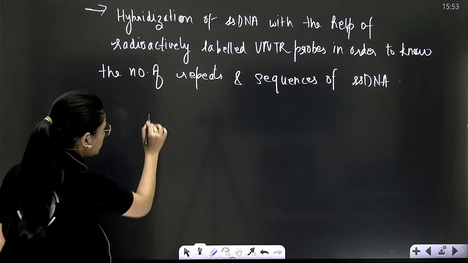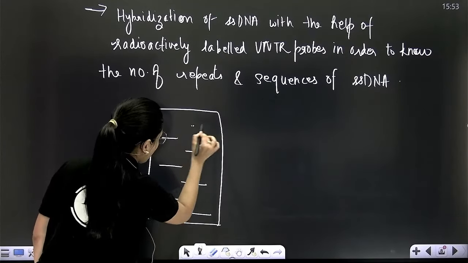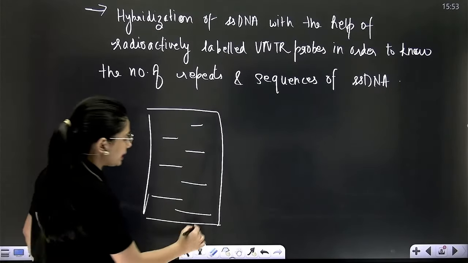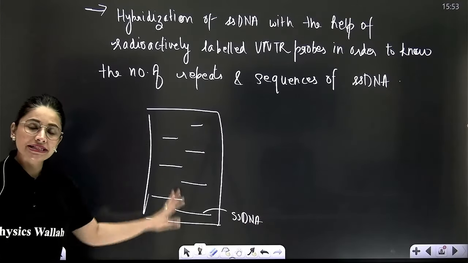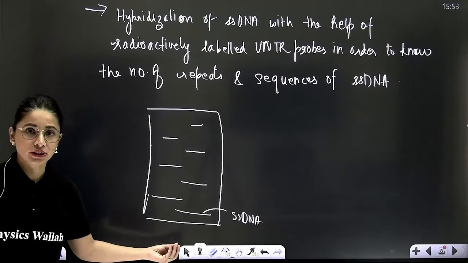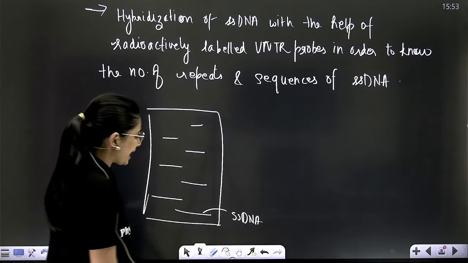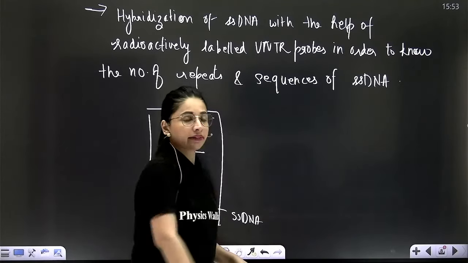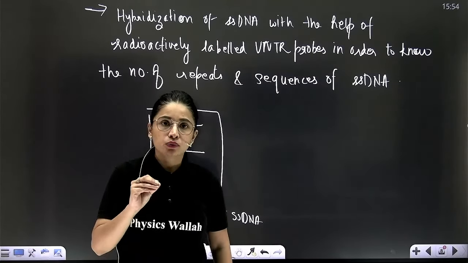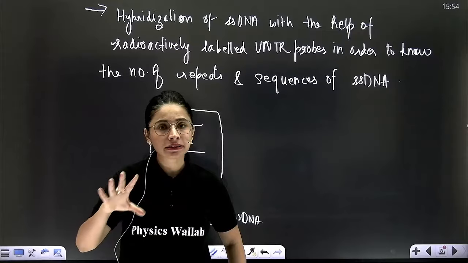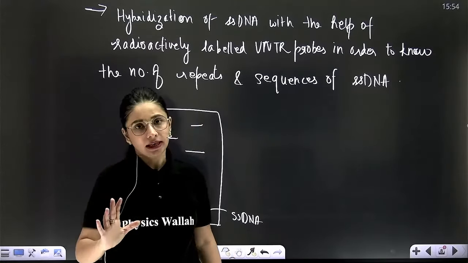Now, what happens, beta? Suppose this is my nitrocellulose paper on which all the DNA fragments are separated on the basis of their length. Now, these DNA are single-stranded. These DNA are only 0.1% of the genome, which is unique. They are basically the VNTR portion of the DNA. Now, with the help of the Human Genome Project, we know what the actual VNTRs present in a human are.